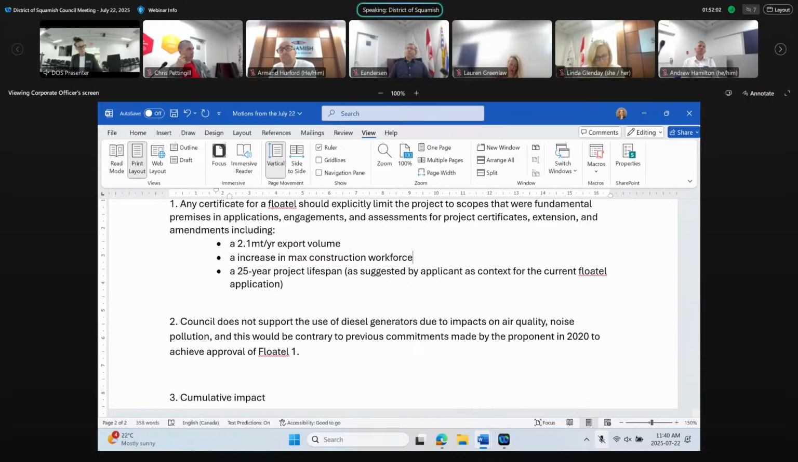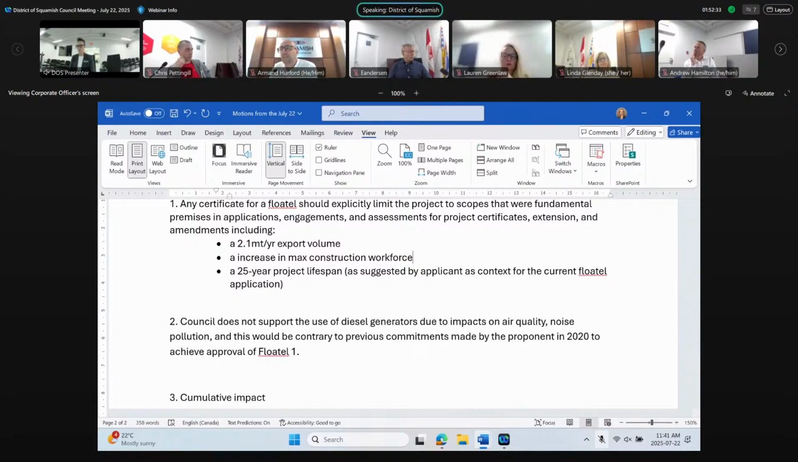So I think with this one, the way that I edited down bullet point 2, something similar would need to happen in the other bullet points for me to support this. It says we should explicitly limit the scopes, fundamental premises, and so on. And this is about having those explicit conversations. So if there's a change to export volume, we want to have that conversation. If there's a change to maximum construction workforce, we need to explicitly have that conversation.